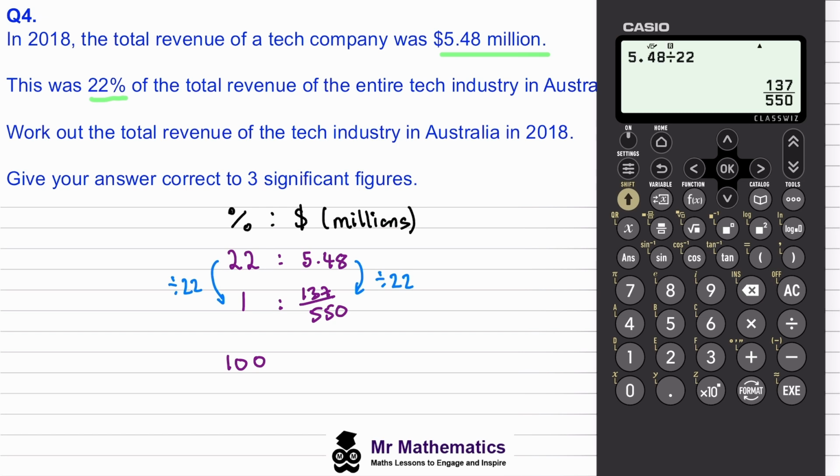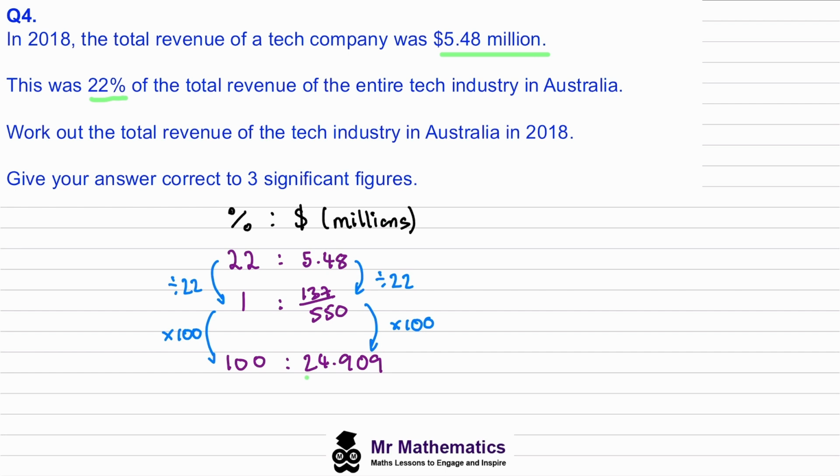because now all I need to do is multiply both sides by 100. And then we can convert this to a decimal by pressing Format. We'll choose Decimal, and this will be 24.909. And we've been asked to give this correct to three significant figures. And the three most significant are the 2, the 4, and the 9. And the 0 doesn't round up the 9 to a 10. So the total revenue was 24.9 million. Okay? Let's try one final example.